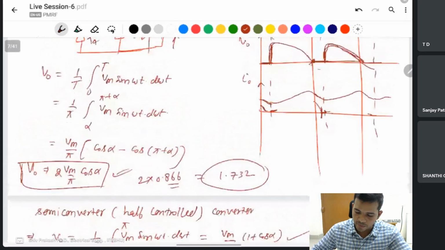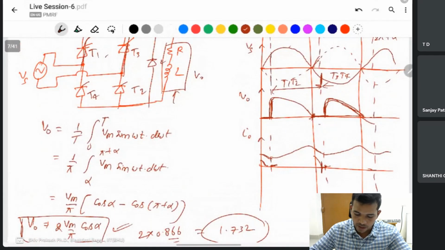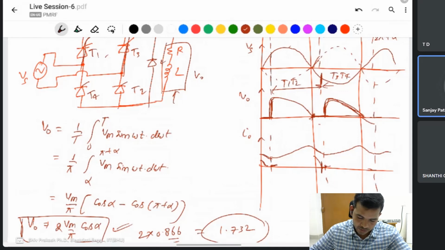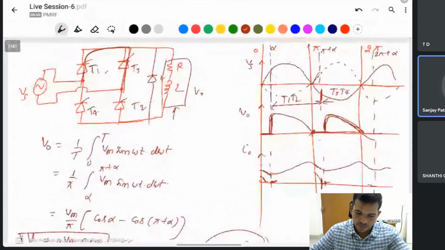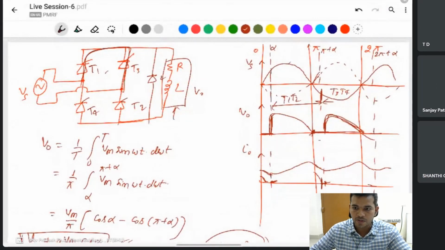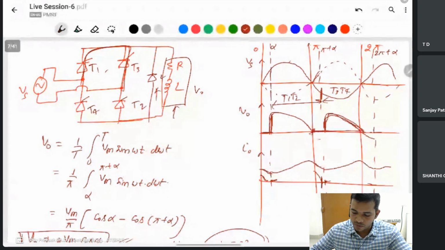That is one difference between a fully controlled rectifier and a half controlled rectifier. In a half controlled rectifier, the negative spike will not be present in the output, and in a fully controlled rectifier, the negative spike will be present in the output voltage. So, because of the freewheeling diode, it is called a semi-converter, correct? Yes, semi-converter, semi-controlled means half control.